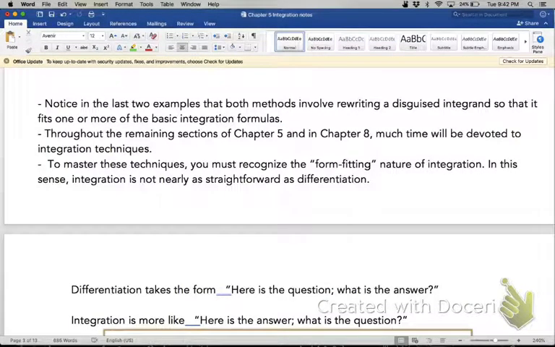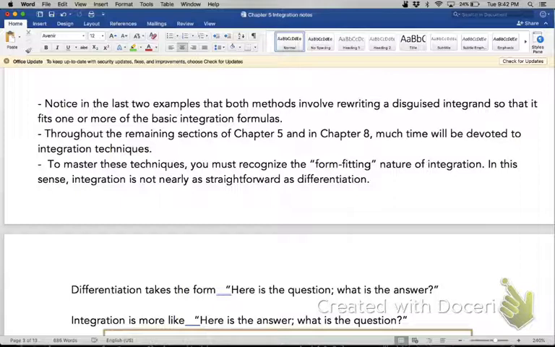Okay, so here's just a couple comments about integration and kind of where we're going and what we're doing. So in the last 2 examples, we had this sort of like disguised integrand. We couldn't quite pigeonhole it in to follow one of our rules the way that it was written, but through u substitution and some rewriting, we were able to come up with forms that are recognizable that we could integrate using some of our integration formulas.